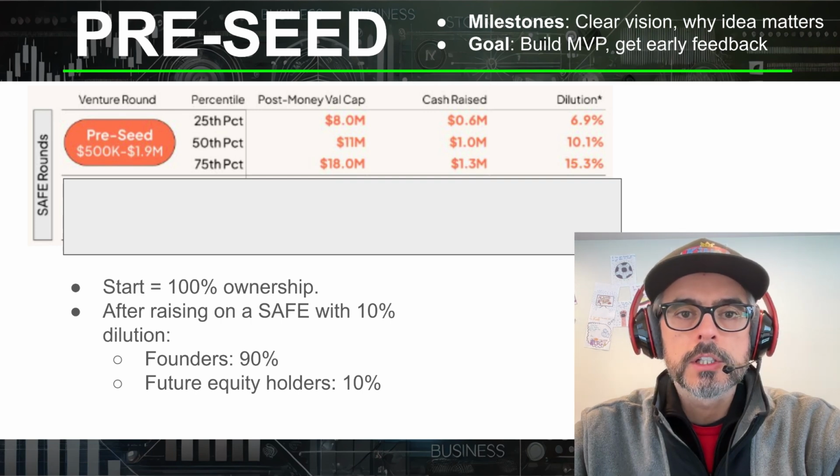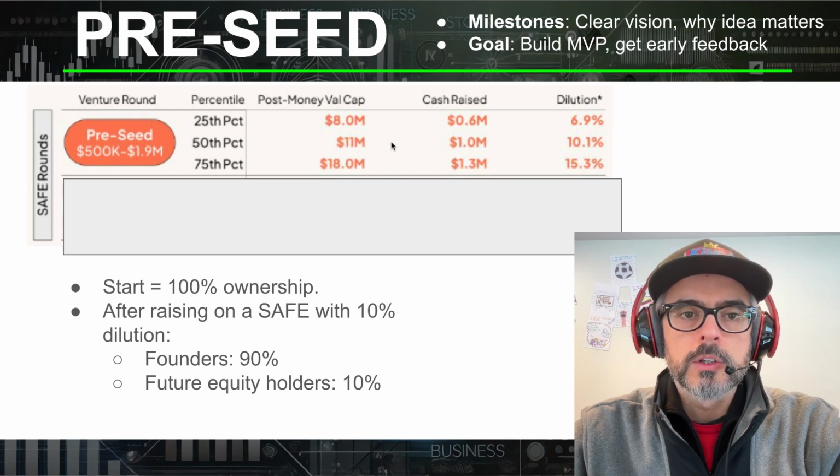Now, as you can see on the screen, for those transactions that were closed in the fourth quarter of 2024, about 50% of them were able to raise $1 million from pre-seed. And that's including a dilution of 10%. So that means that at this point, their companies were valued at $11 million post money, which means $10 million before this round, plus 1 million in cash raised for this pre-seed. That's a total of $11 million.